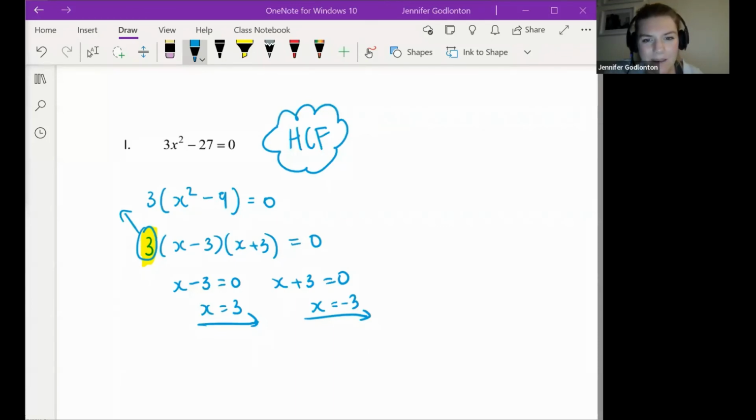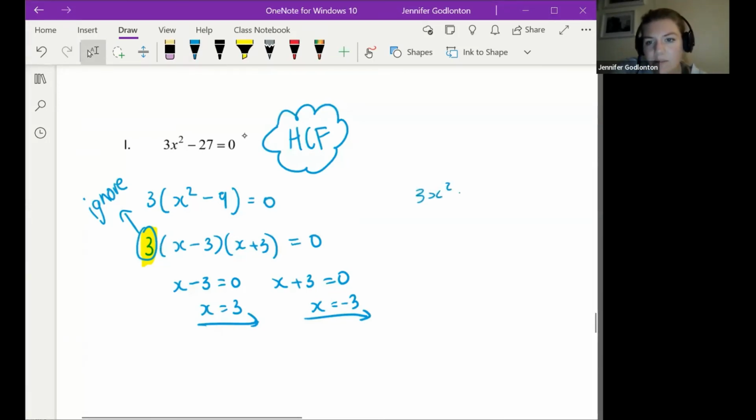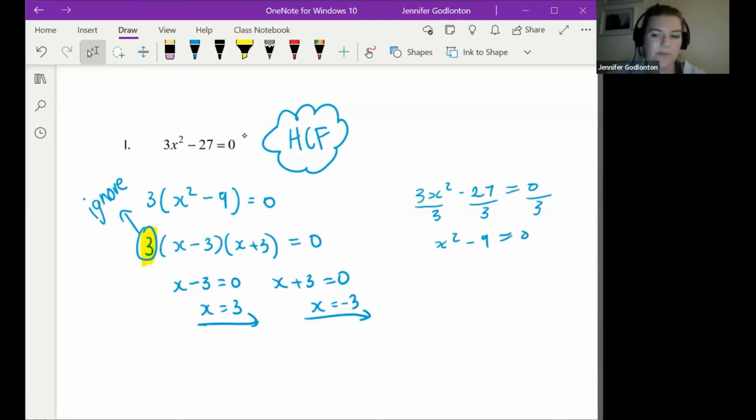Ma'am, I wanted to ask, why do you just leave the 3? Because I can divide the 0 by 3 and it would just go away. So because of that, we can ignore it. That's the reason. Because 0 divided by 3 is 0. That's it. If you divided both of them by 3, that's also fine. So you could have also done it by dividing everything by 3. So you would have had x squared minus 9 is equal to 0. You get to the same point.